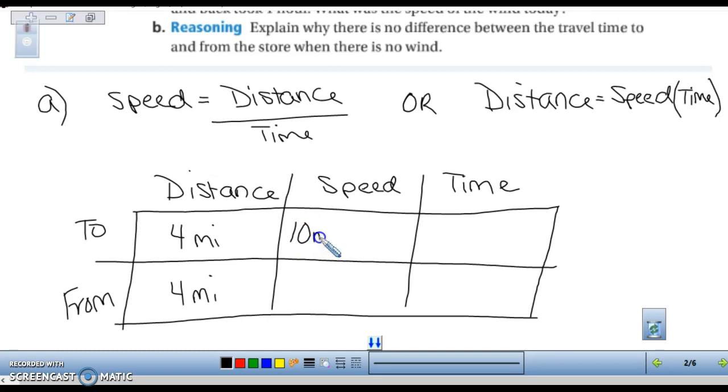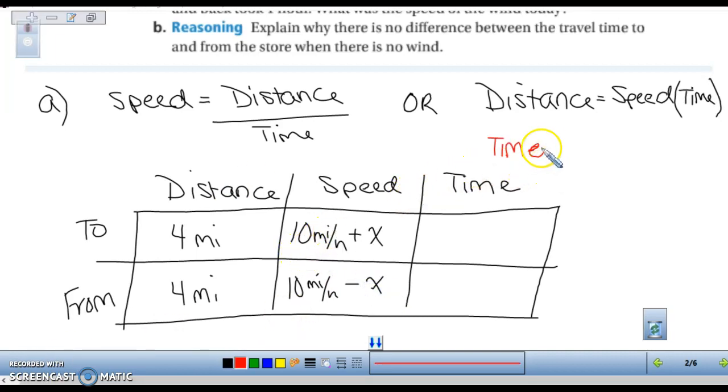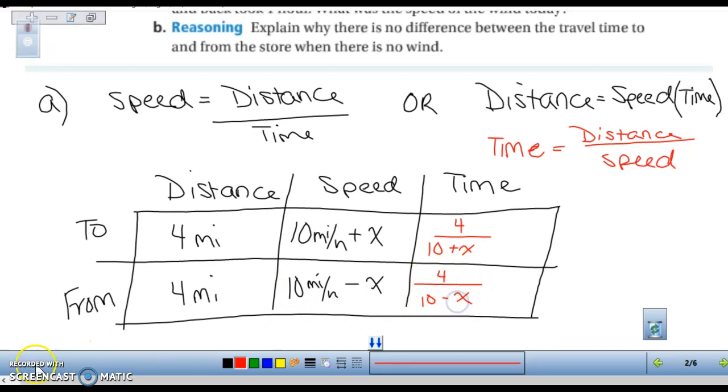Let's say on the way to the store, the wind speed added. So we'll just say plus x. And on the way back, it took away from our speed. Actually, we need one more equation that I didn't give you, and that is time equals distance divided by speed. And that's what we need to use here in our last column. So our time for going to the store was 4 miles divided by our speed, which was 10 plus x. And from the store was our distance divided by our speed, which was 10 minus x.